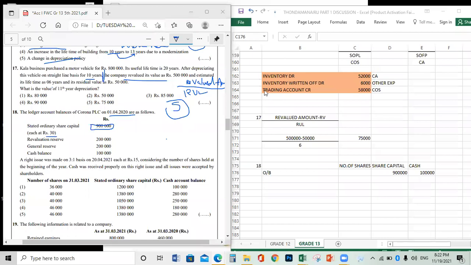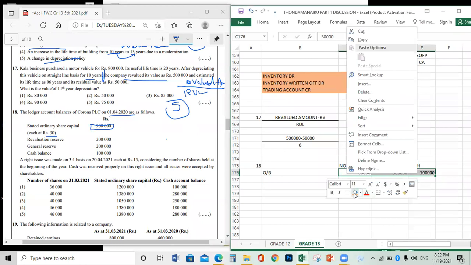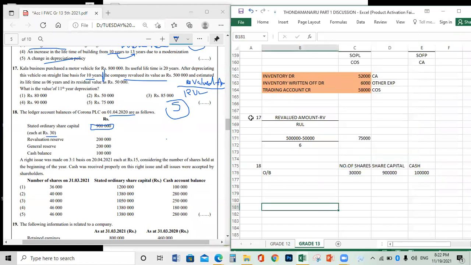900,000 divided by 30. How many shares do you have? 30,000. You have 30,000 shares. Okay, you have 30,000 shares. So then guys, after that, let's continue.